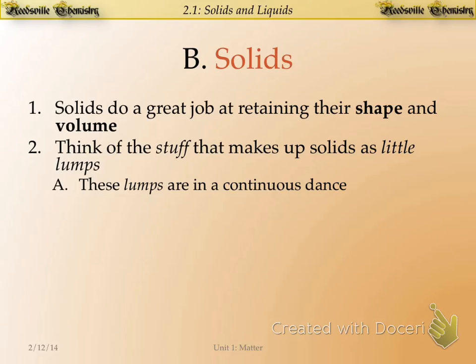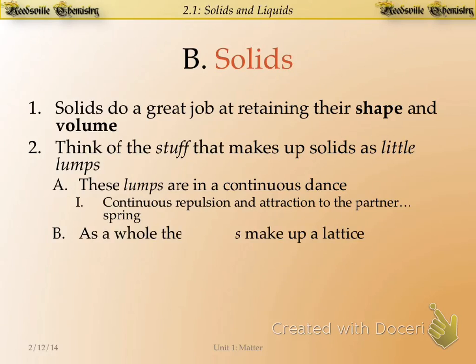So these lumps are in this continuous dance. The repulsion and attraction to their partner is kind of like if they were attached with a spring and they were repelling and attracting over and over and over again. And that's very unique of solids. Okay? As a whole, if we don't just look at two little lumps, we look at all of the lumps that make up the solid, these lumps make up what we call a lattice.